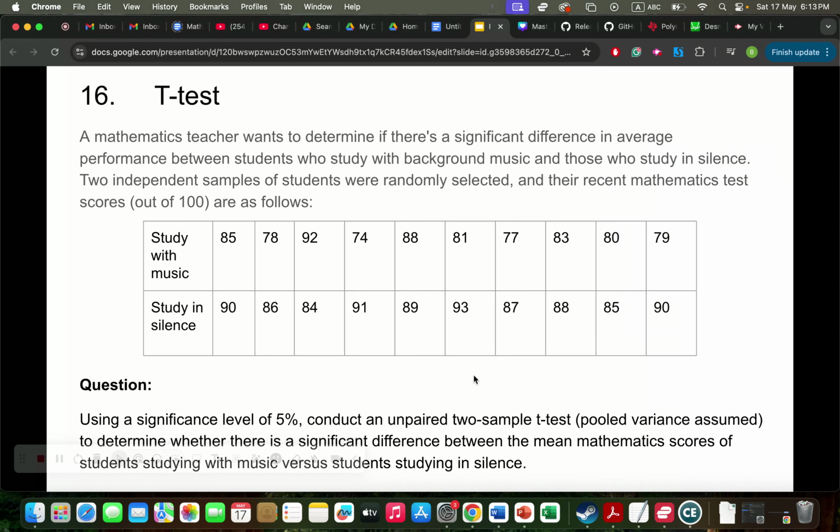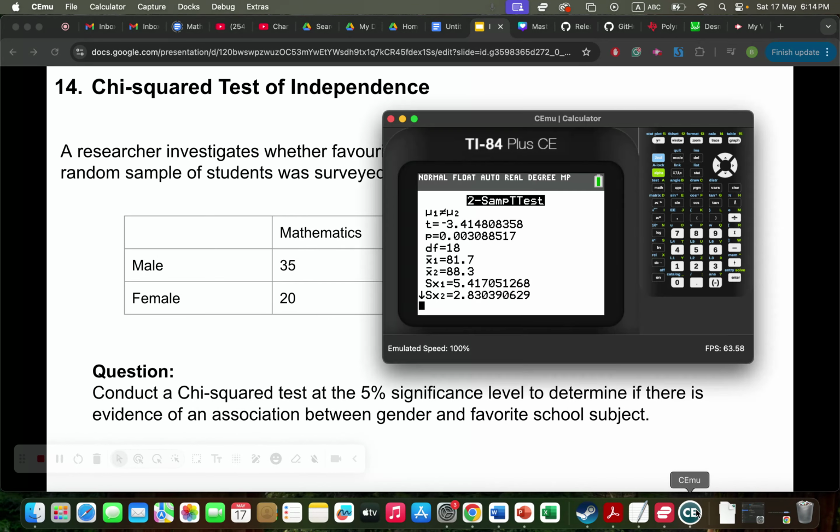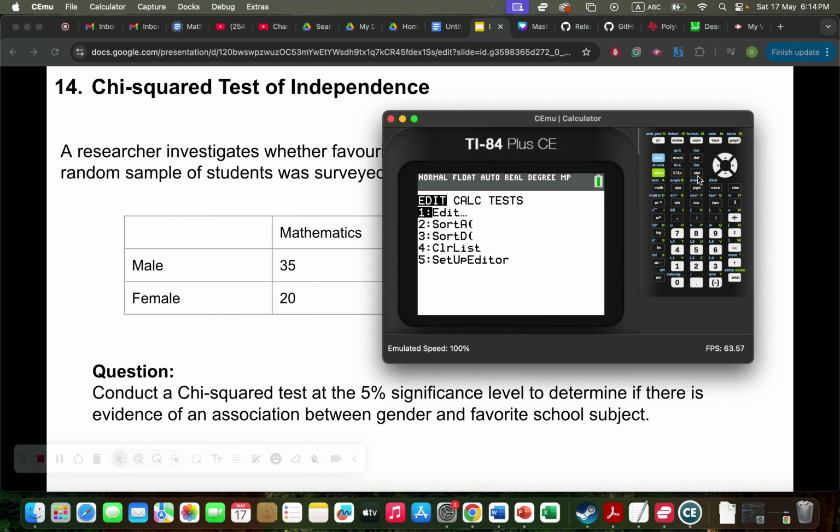Now I just want to go back to the chi-square test of this one again. I think what we did earlier for this one, I just want to show you something. I think I may have made a mistake earlier. If I go to second matrix, I'll do this again. I think I put in those numbers here, and I'm going to go back to stat, go to test, then go to the chi-square test. Then we calculate.